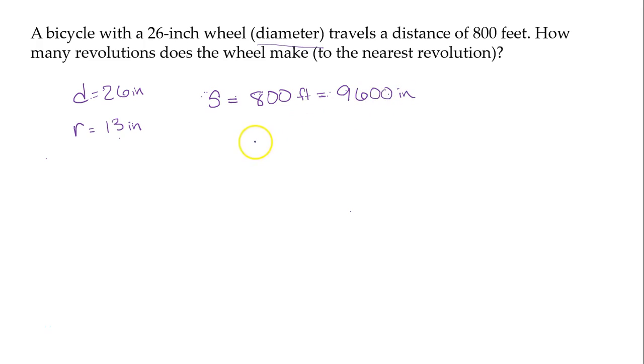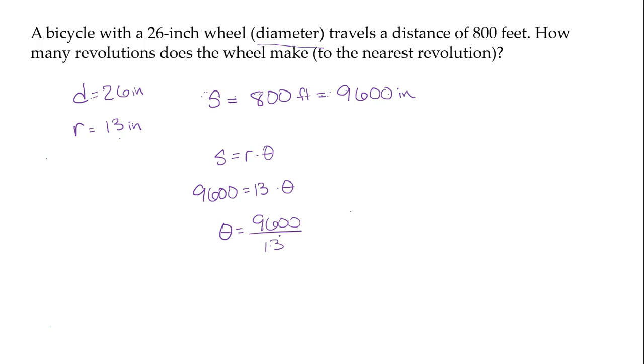Okay, so now that we have our arc length and we have our radius, use your arc length formula right here to find theta. Now, let's see, we got this. Divide both sides by 13. And that's what we get.